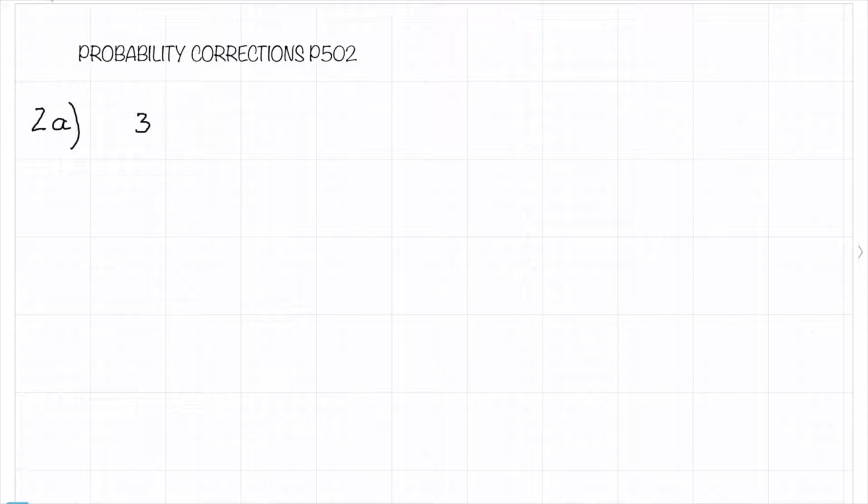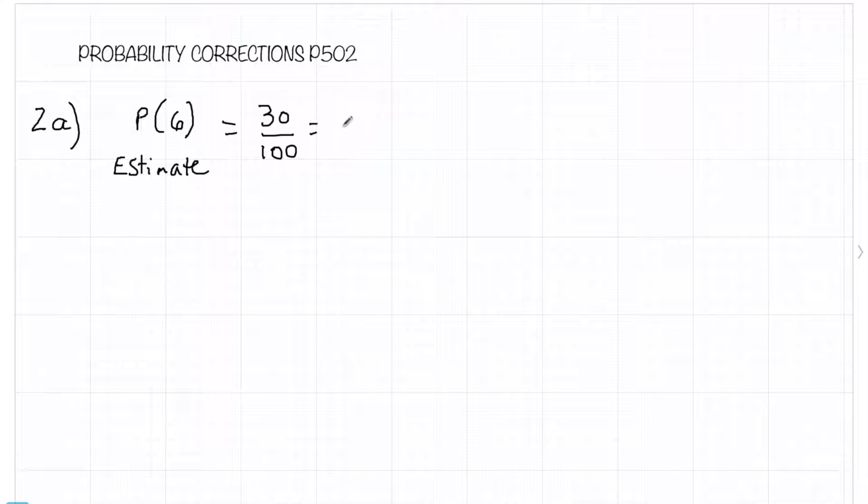This is a short video to show the corrections for the probability test yourself questions on page 502. So starting with question 2a, Tony has thrown a dice 100 times and we've got to find an estimate for the probability that he'll get a 6. So using the data given, there are 36 out of 100, so that's 3/10.